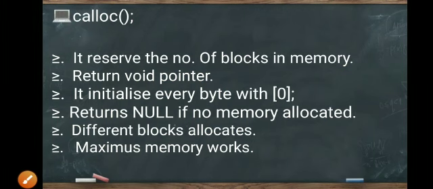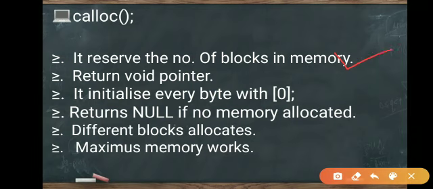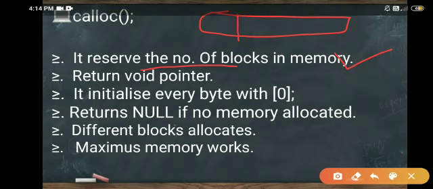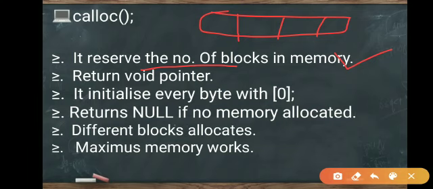See the next function, that is calloc. It reserves a number of blocks in memory. As we see in malloc, there is only one block, but here memory is stored in a number of blocks as per their data types. And it also returns a void pointer. It initializes every byte with 0. As we see in malloc, there is no initialization, but here every block is initialized by 0. It also returns null if no memory is allocated.